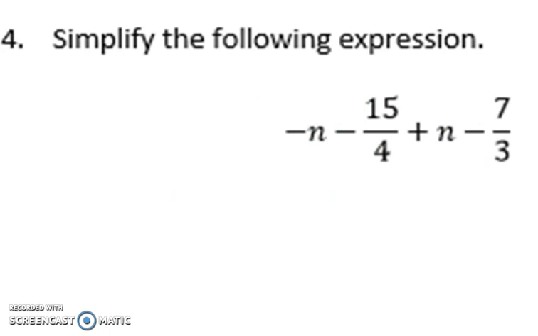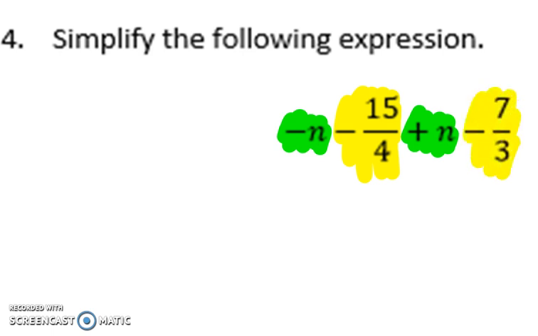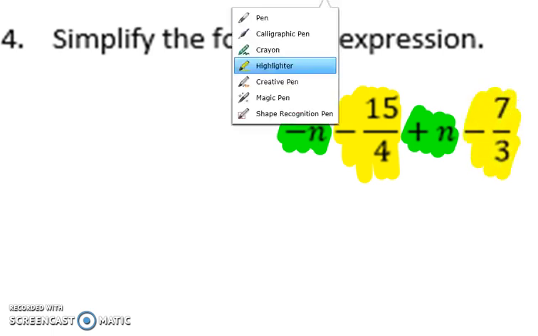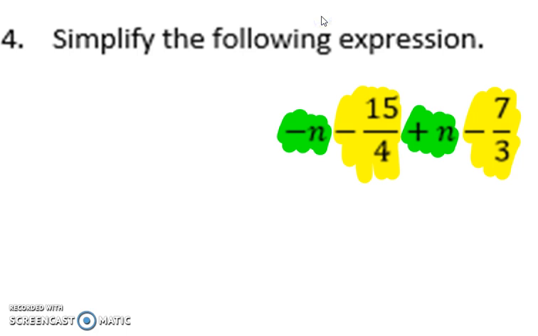Now, our last problem. Again, we want to simplify it. We have some like terms, so we're going to start by combining them. Here I have a negative n. Well, if I look for another n as my variable, I have a positive n. My next term is negative 15/4, and that's my constant. So if I look for any other constants, well, I have negative 7/3. Everything's highlighted, so now let's start by combining.